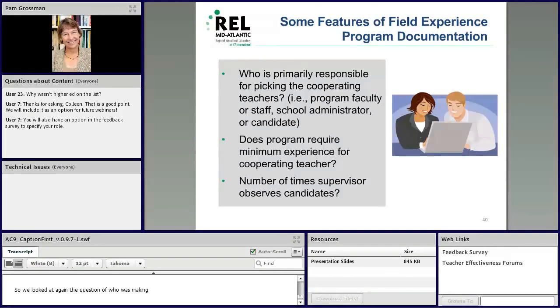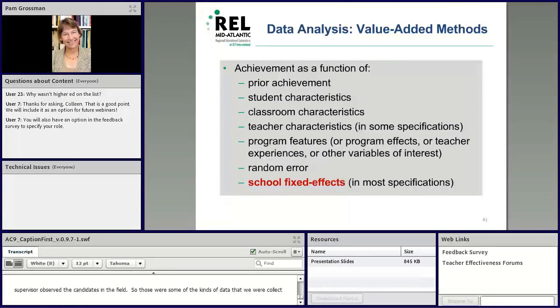We also looked at whether or not the program required any kind of minimum experience for cooperating teachers. So what were their requirements of cooperating teachers? What were they looking for? And we also looked at the number of times that the supervisor observed the candidates in the field. So those were some of the kinds of data that we were collecting on the quality of field experience.